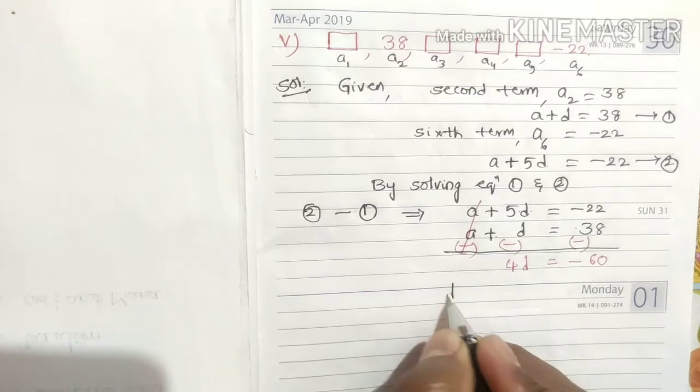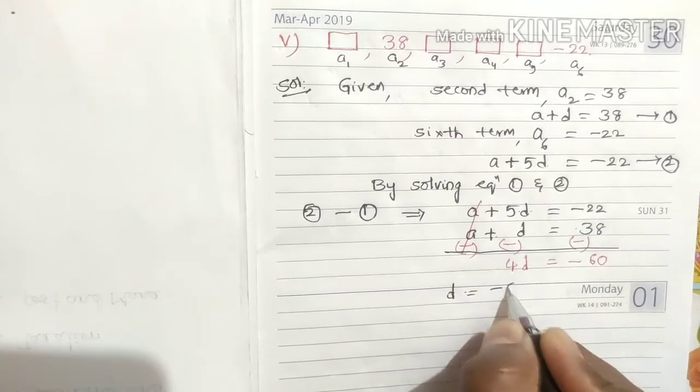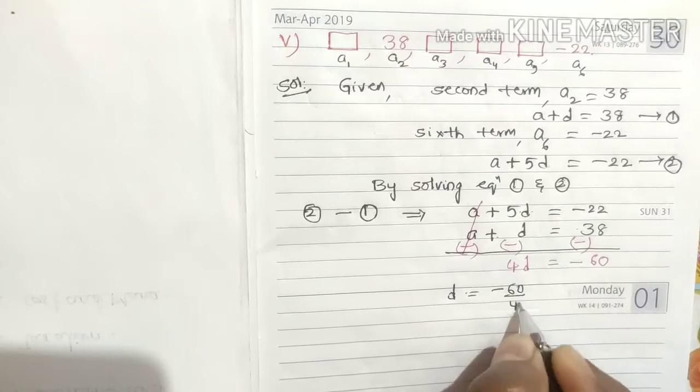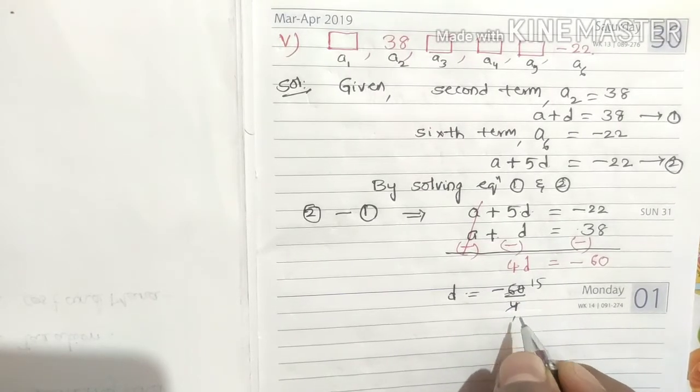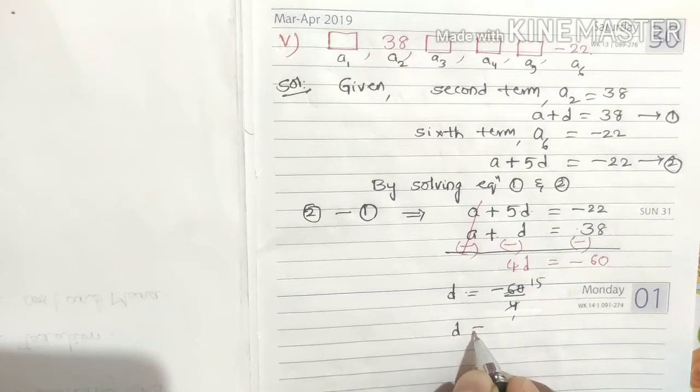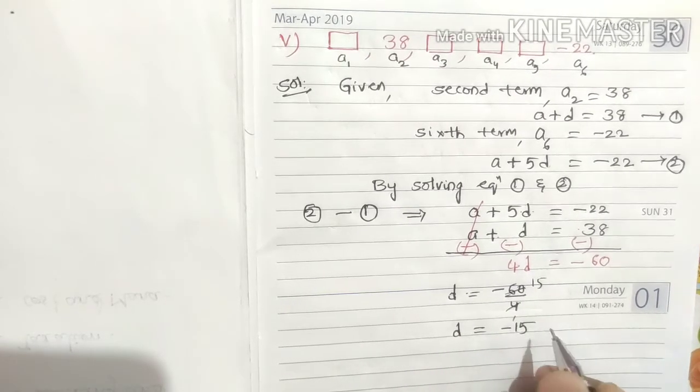From this you can write D equals minus 60 divided by 4. 4 1 time, 4 15 times. So minus 15 by 1 is nothing but minus 15. So D is equal to minus 15.